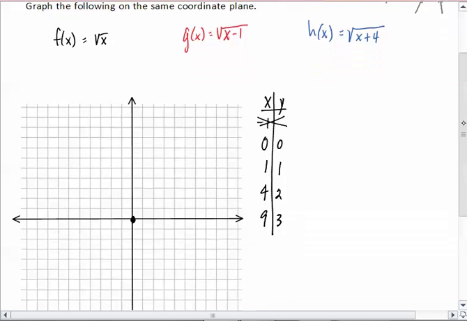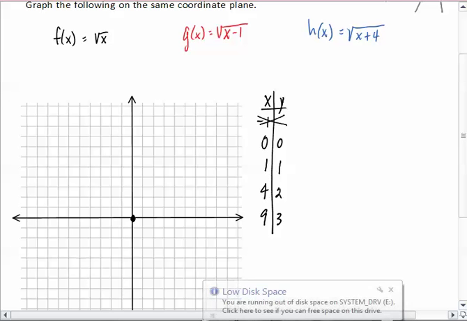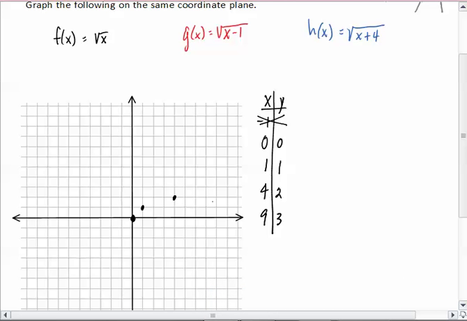Let me move this up a bit. By the way, it says to graph on the same coordinate plane, so we'll be able to tell very easily what transformation has happened. And then 5, 6, 7, 8, 9, up 3. Alright, so our graph looks like this. It's curved, and it continues to rise, and it continues to get larger in the positive infinity direction. And this is called the square root function.